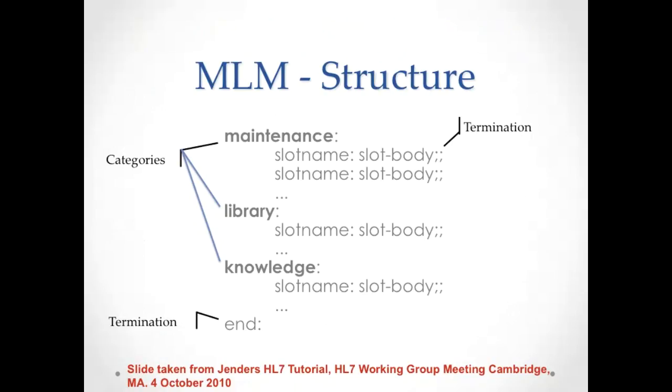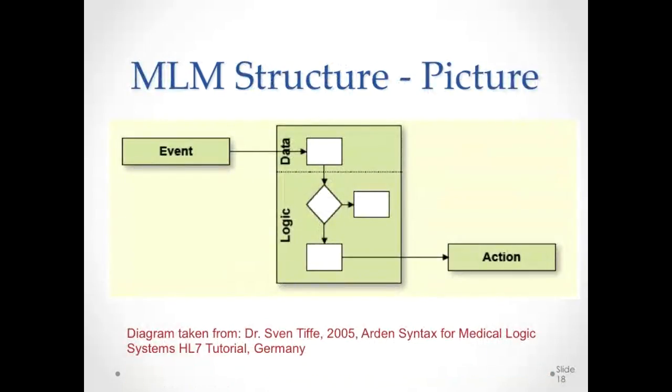So what does a medical logic module look like? It's basically a text file, and it has three main categories in it. There's a maintenance category, which is sort of life cycle stuff in order to manage the rules or the medical logic modules. There's library information on the medical logic module, and then a knowledge template.